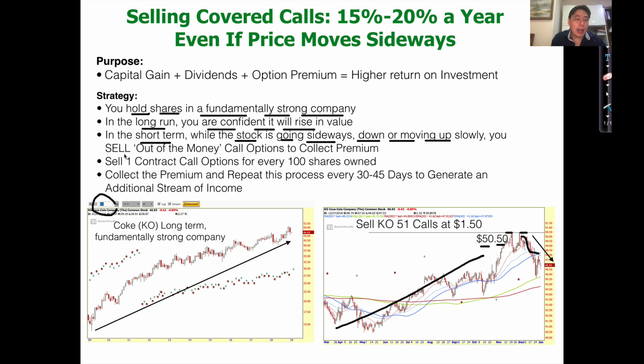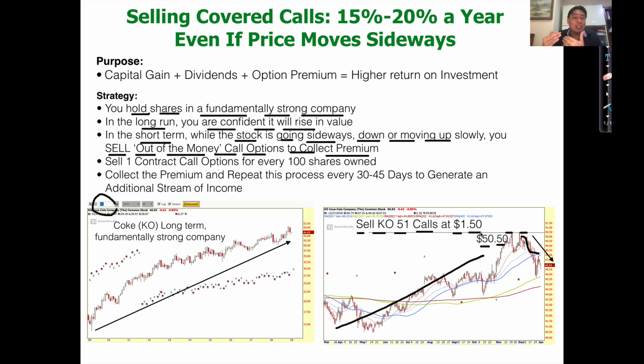Well, you can sell out of the money call options to collect premium. So let me explain how that works. Previously we learned to buy call options. By buying a call option, we pay a premium, and that gives us the right to buy the shares at the strike price. We're now doing the complete opposite of that. We're now selling the call options. So by selling the call options, we are collecting premium. In this case, we are selling the Coca-Cola call options at a strike price of $51, and we collect the premium of $1.50. So that's income for us.